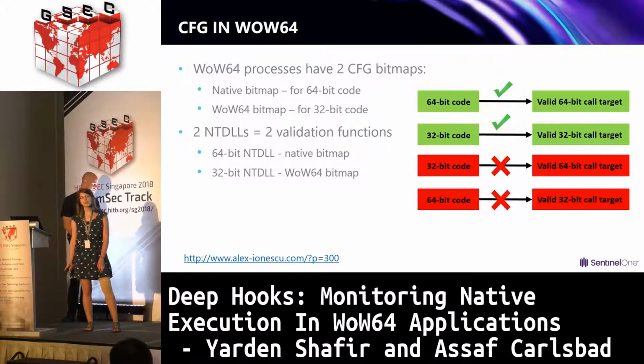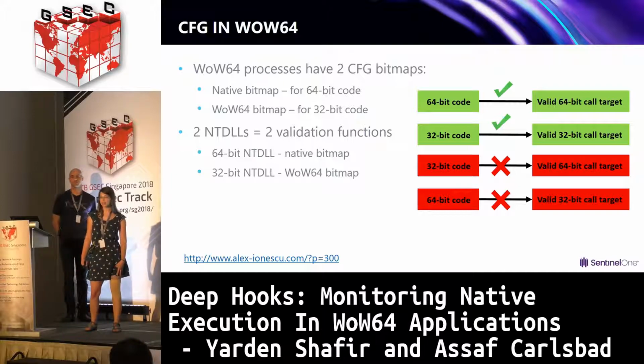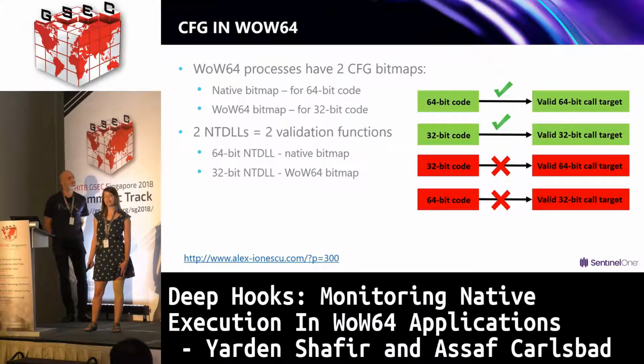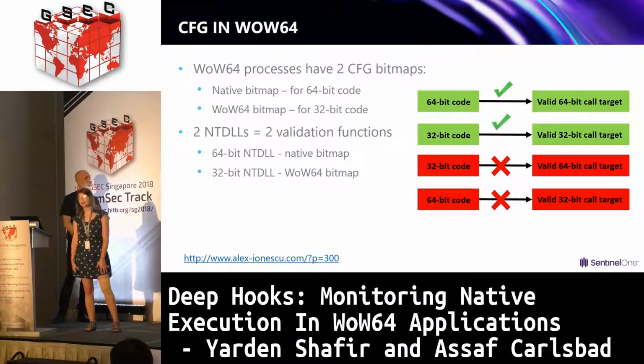In WoW64 processes, CFG gets a tiny bit more complicated. Since WoW64 processes can run both 32-bit and 64-bit code, we have two CFG bitmaps: a WoW64 bitmap that marks the 32-bit code in the process, and a native CFG bitmap that marks the 64-bit code. I think I said it correctly. We also, as you might remember, have two versions of NTDLL, a 32-bit and a 64-bit version. So we also have two versions of the validation routine. And it works that way.